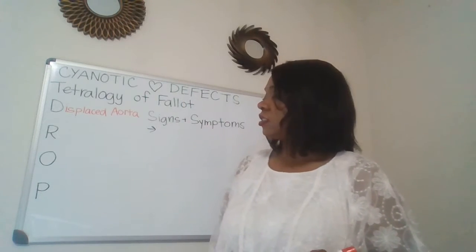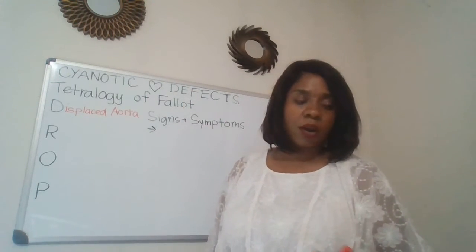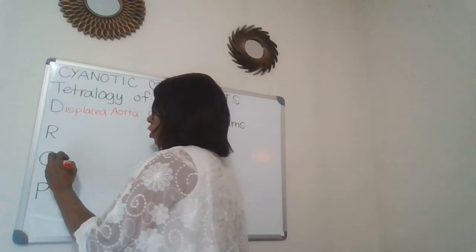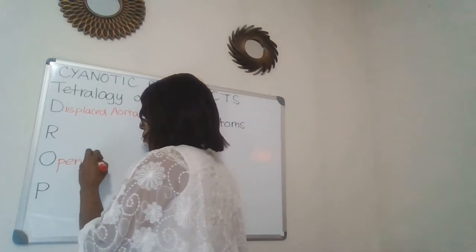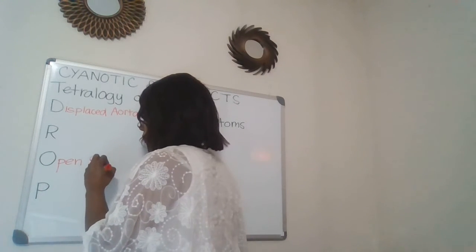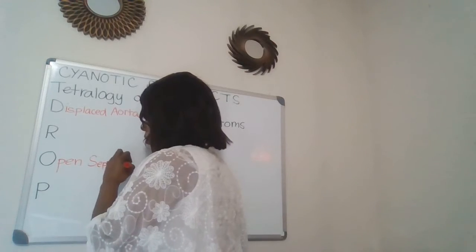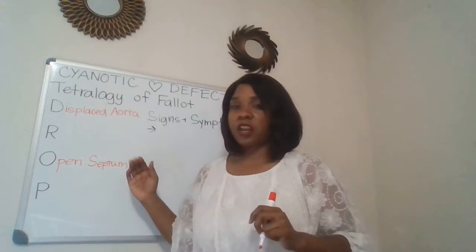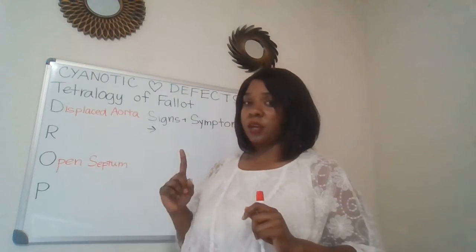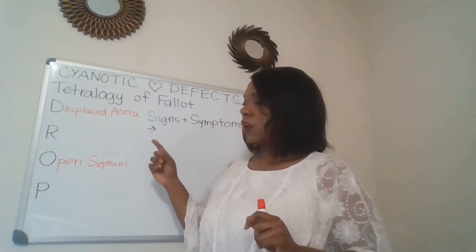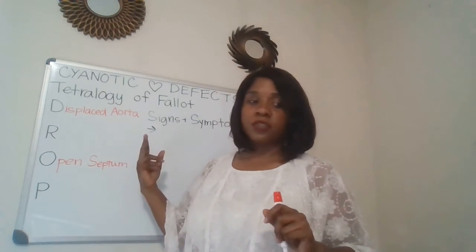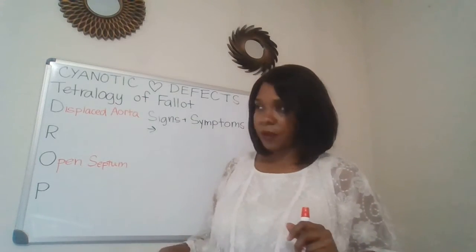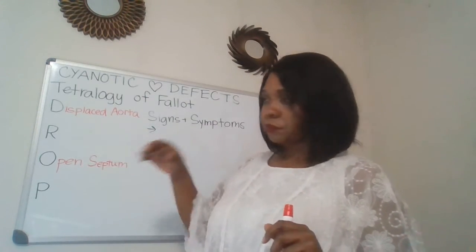So what's going on with the heart, with the aorta in general? Because of an open septum, which is the O, the left ventricle is pumping oxygenated blood into the right ventricle, number one. And then with the aorta, now you have a mixture of oxygenated and deoxygenated blood in the aorta, right? Due to this open septum.